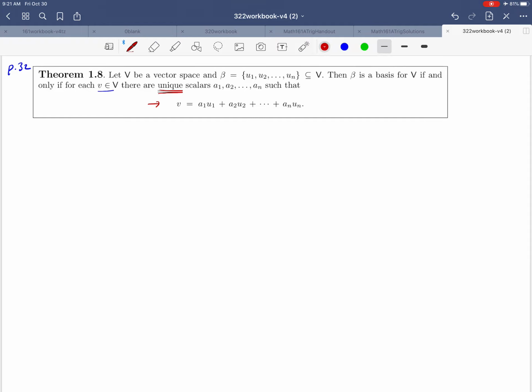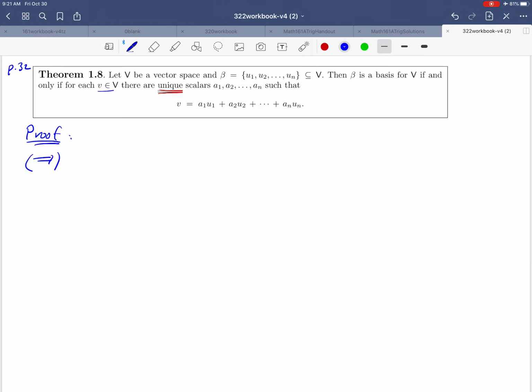So what this is really telling us is that a basis for a vector space has a very special property, and that is that every vector in the vector space can be written as a linear combination of the vectors in beta in just one way, in a unique way. That's what we're trying to prove here. Now this is an if and only if theorem. We're just going to prove one direction of it, and we'll leave the other direction as an exercise. So let's see if we can prove the forward direction.